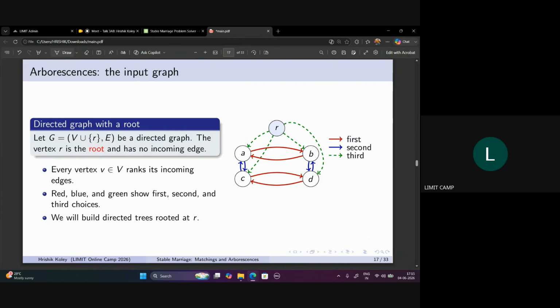So this will be our example graph for arborescences. Take a good look at it. I'll give you a minute and then we can move on. So what are we exactly calling an arborescence? This concept is called arborescences. I have not defined what an arborescence is yet. I'll come to that. It's just a setting that we are working with for now.